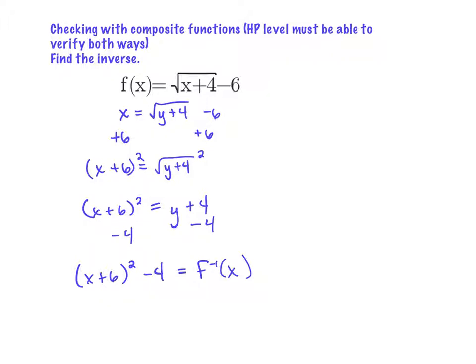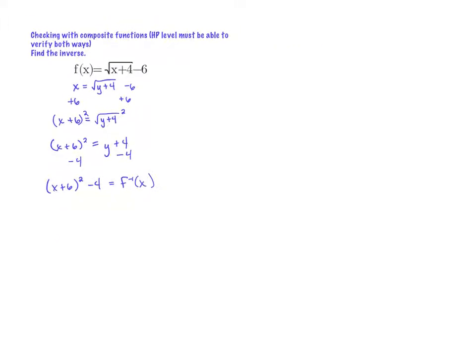So what I have here is the process of finding the inverse function for this original, so I've got the square root of x plus 4, minus 6. And the inverse is x plus 6 squared, minus 4. What I'm going to do is shrink that down a little bit and do an inverse function. So what that is, f of f negative 1 of x.